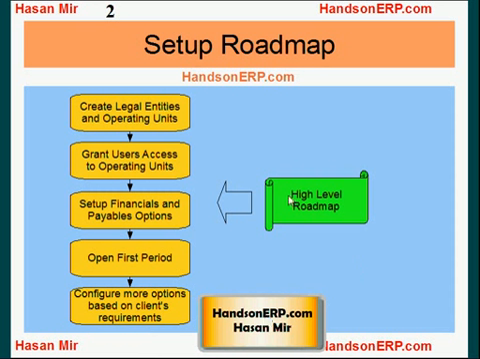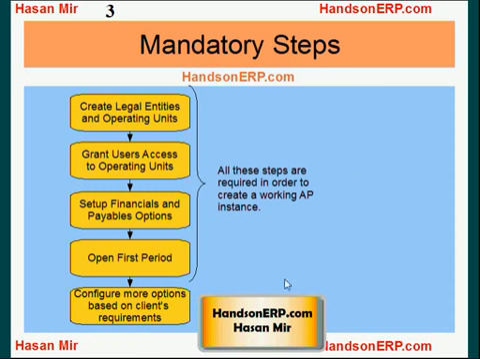Now, all the first four high-level steps are required in order to create a working AP instance. Most of these options cannot be changed later on, okay, so you need to really give these things a good thought before you configure them. So you go through the whole process of requirement gathering and proposing a solution, and then finally you configure these options after the approval from the client.